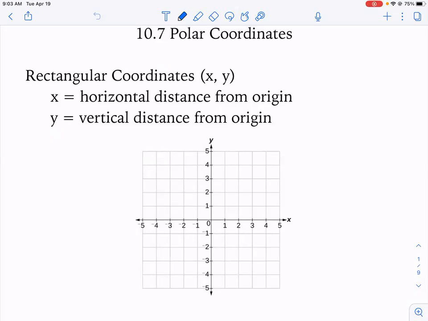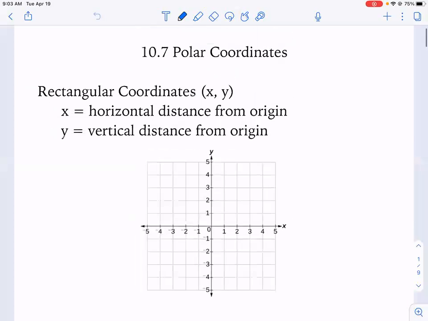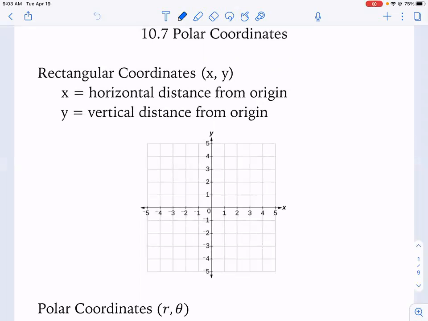Where you have an X and Y axis, you have an X and Y coordinate, and you move in a rectangle. That's why they're called rectangular coordinates. You're going to move right or left X, and then up or down Y. So you're moving in a rectangle, right? And then we get to a coordinate. We move rectangularly.